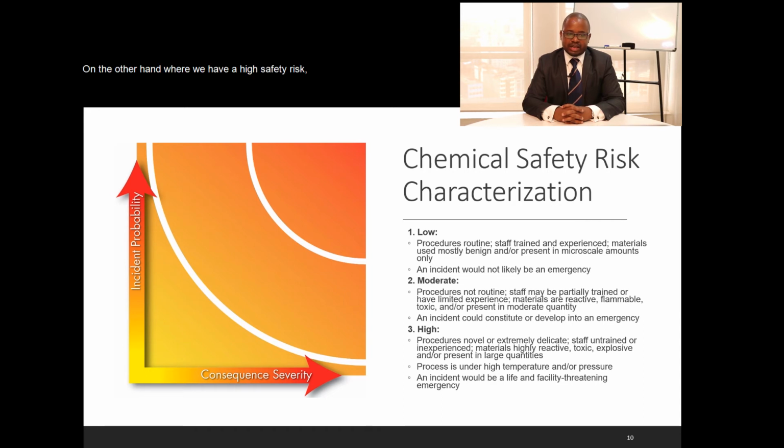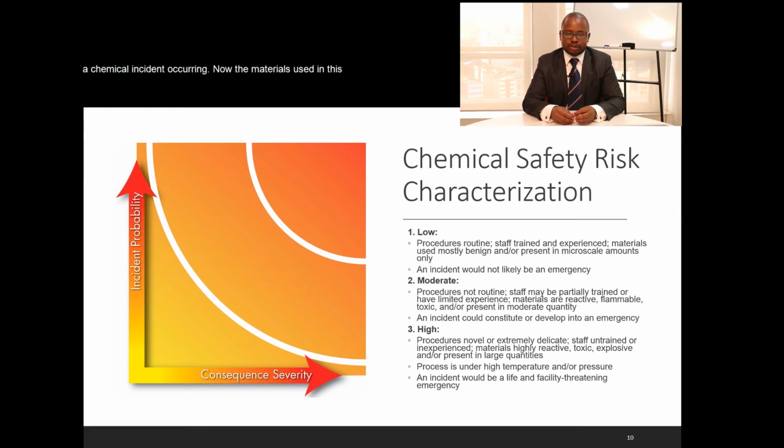On the other hand, where we have a high safety risk, this region is characterized by extremely delicate procedures, and these procedures can easily go wrong and result in an incident. Now, the region is also characterized by staff who are not well trained or who are inexperienced. This kind of staff would easily lead to a chemical incident occurring.